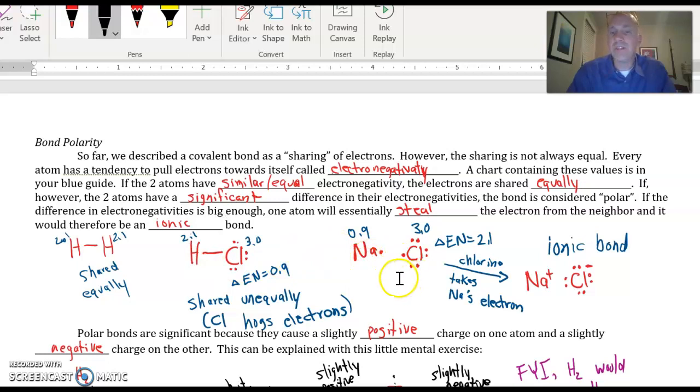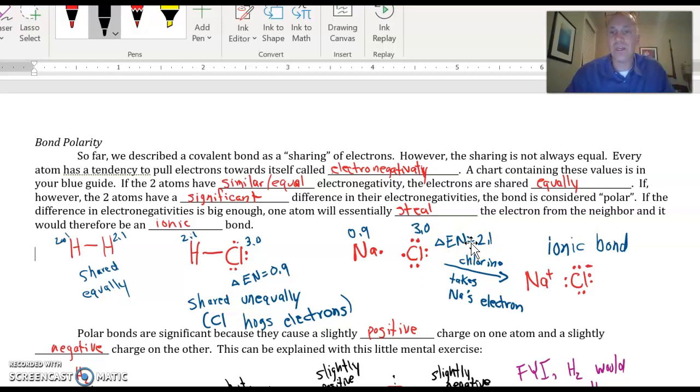All right, but let's look at the extreme example. Let's take something like chlorine and sodium, and these are drawn as neutral atoms. All right, this is the value for chlorine. Here it is for sodium. We can calculate a difference in their electronegativity. All right, and that works out to be 2.1. All right, and that is a huge difference in electronegativity.